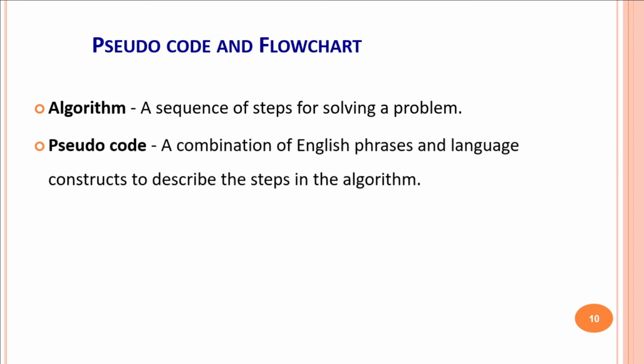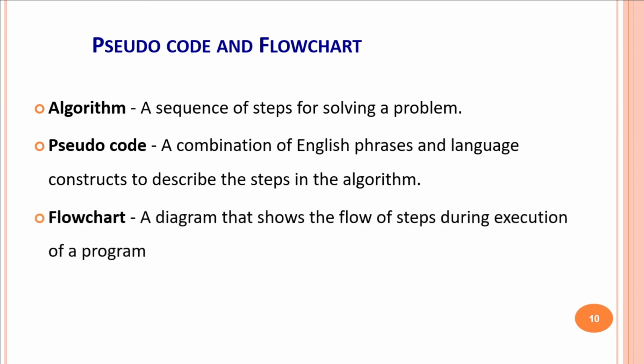Pseudocode is a combination of English phrases and language constructs to describe the steps in the algorithm. When you write an algorithm in English like steps, that is known as pseudocode. It is not actual code, it is pseudocode. It is machine code like code, but written in a high level, English like language, wherein it is different from a program. Flowchart is a diagrammatic representation of the same flow of steps during execution of a program.